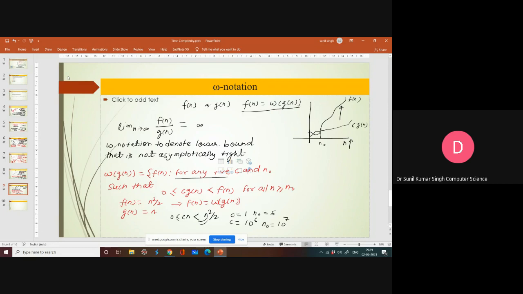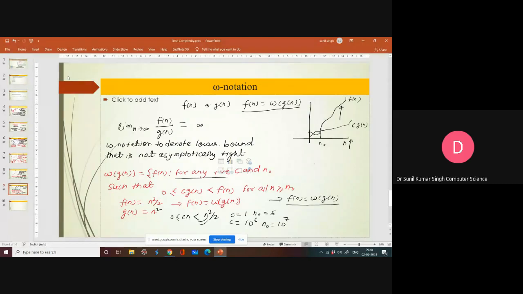And you can see it will hold the condition, because 10 raised to the power 7 into 10 raised to the power 7, that is 10 raised to the power 14 divided by 2, and here it will be 10 raised to the power 6 into 10 raised to the power 7, that will become 10 raised to the power 13. So it is holding the condition. So that means we can write f of n is equal to omega of g of n. Now what about when we have g of n equal to n square? Now let's check the condition.